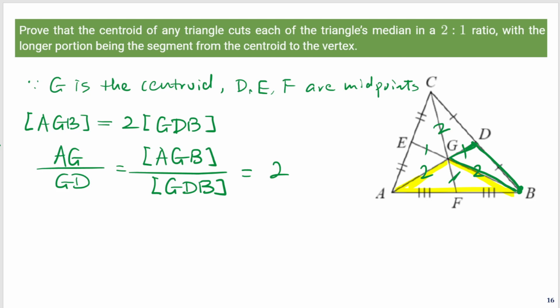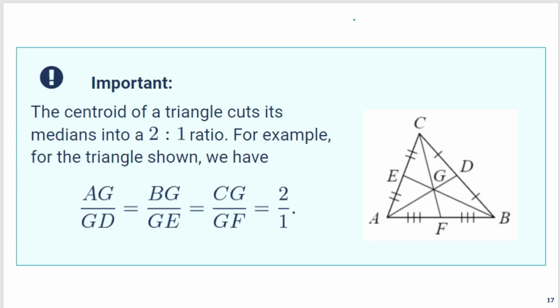And clearly this works for any median. In summary, the centroid of a triangle cuts each median into a 2 to 1 ratio. For example, for the triangle shown on the right, we have AG over GD equals BG over GE equals CG over GF equals 2 to 1, where G is the centroid and D, E, F are the midpoints of each side. Did you get it? This is another important property of the medians.